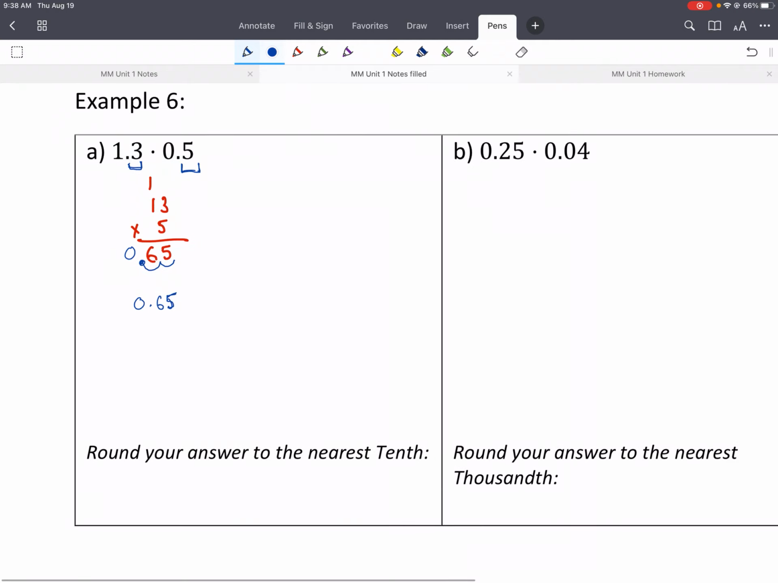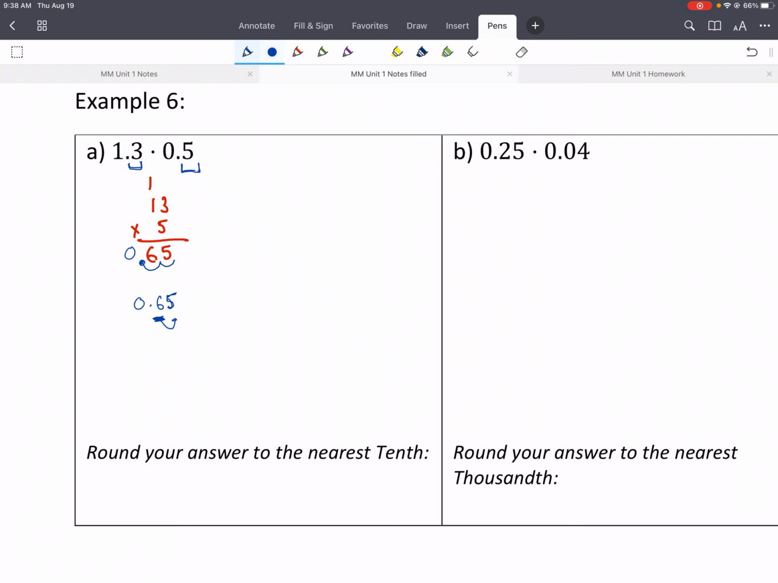And then we want to round to the tenths place. So again, the tenths place is right here. It's your first decimal value. Look to the right, it's a 5. If it's a 5, we also round up. So 5 and above, we round up.